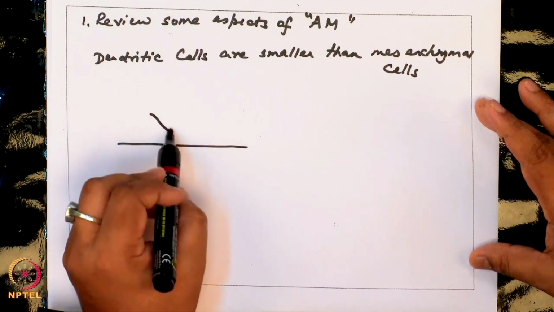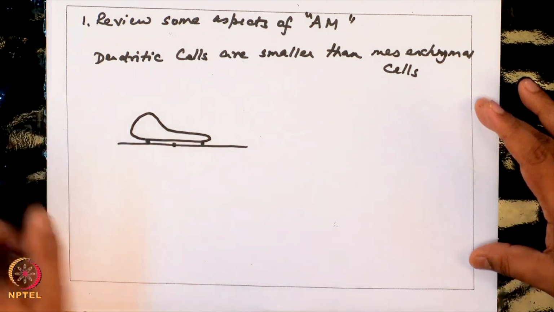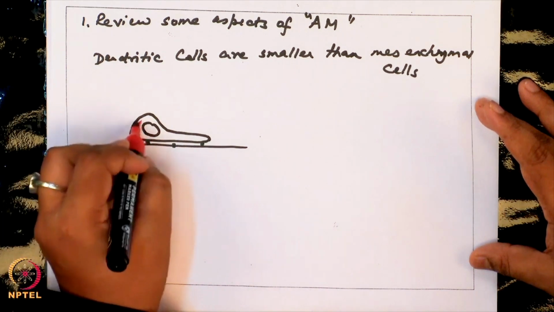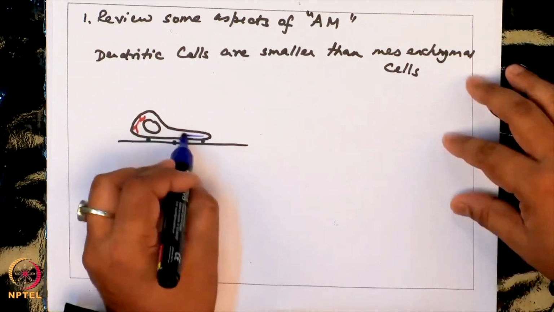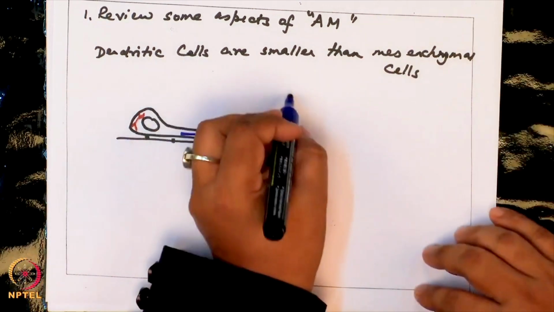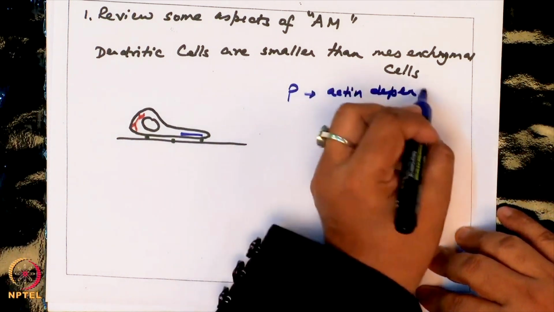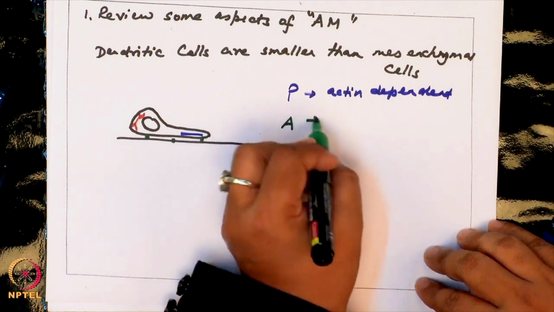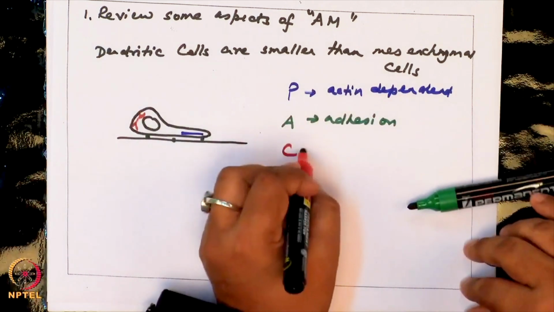Let me draw again. You have these adhesions, and you have the nucleus. What I will also draw, these protrusions I can draw in blue. So, you have 3 things. Blue is protrusion, actin dependent. A is adhesion. And what I have depicted here in red is C, or contractility.